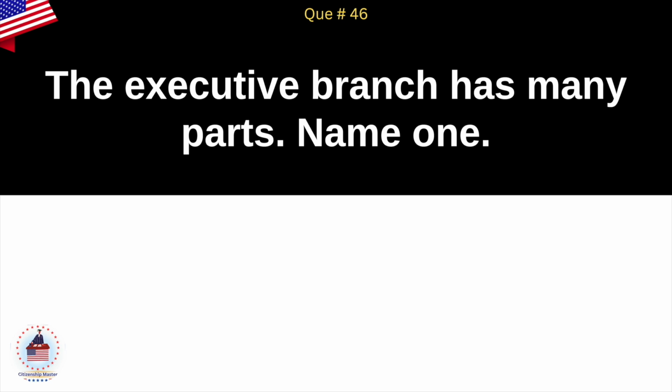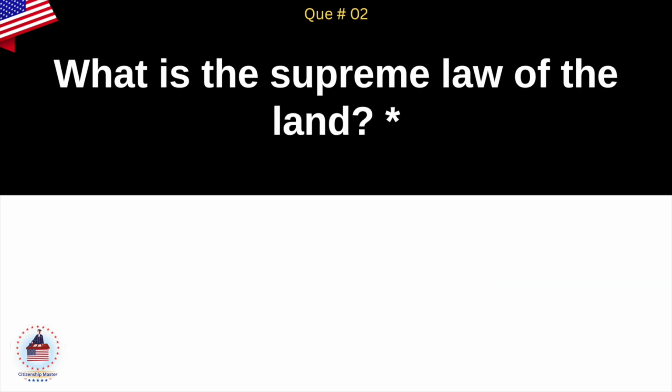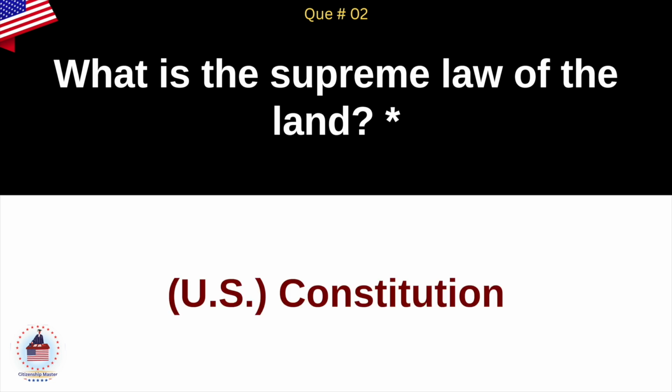The executive branch has many parts. Name one. President of the United States. What is the supreme law of the land? U.S. Constitution.